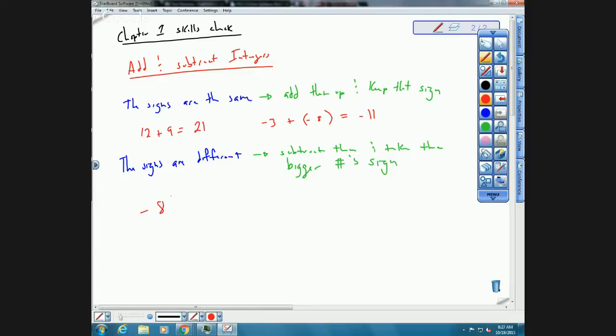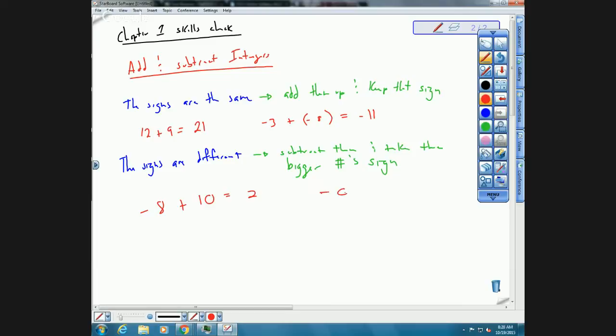So if I have -8 plus 10, first of all, whatever sign is in front goes with that number, so that means it is +10 and -8. So you have a negative and a positive, the signs are different. The easy way to do this is just to do 10 minus 8 is 2. My bigger number is 10, and it's positive, so I get +2. 10 is positive, so my answer is positive. 10 is bigger, so my answer is positive.